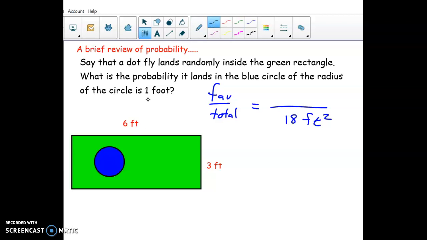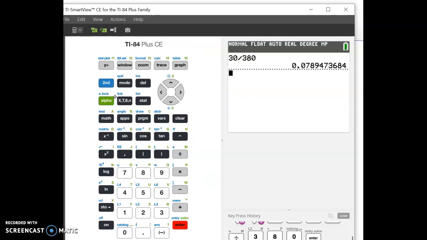And so they tell us in the question that it's radius of 1. And so area formula is pi radius squared. So if you put in 1 for the radius, you're going to get 1 squared times pi, which is just pi. Okay, so the favorable is the blue circle, which is pi. So our chances of landing in the blue thing, given that we've landed somewhere in the green, is just pi over 18. So it's about 17.5% chance.